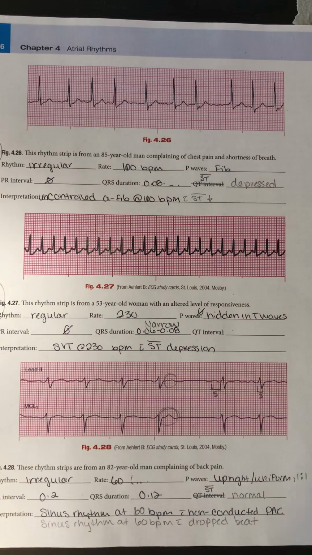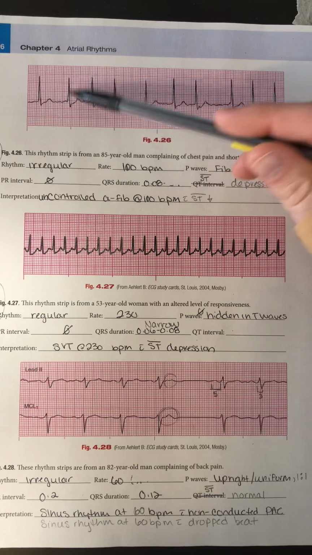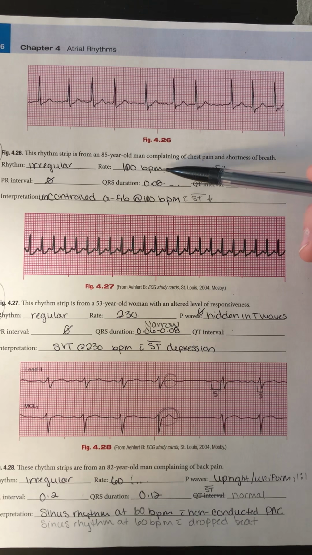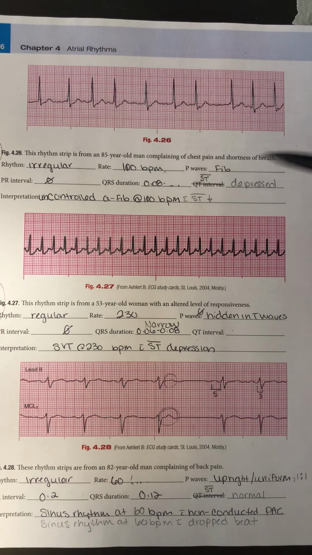All right, taking a look at the next page, we're going to look at number 42 or figure 4.26 all the way up here at the top. First thing we're going to look for is regularity. I can definitely tell that this rhythm is irregular. For my rate, we're just going to use the 6-second technique. 1, 2, 3, 4, 5, 6, 7, 8, 9, 10 times 10 gives me 100 beats per minute.